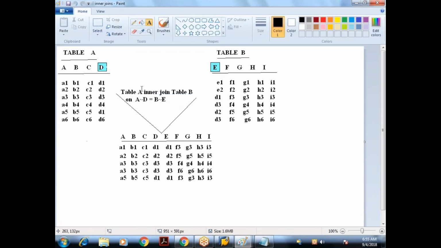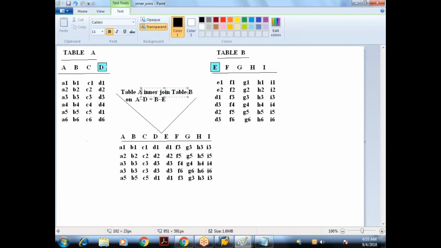Whenever we use inner join in select queries, each row of the left hand side table will be compared with all the rows of the right hand side table. I repeat, whenever we use inner join in the select query, each row of the left hand side table will be compared with all the rows of the right hand side table.